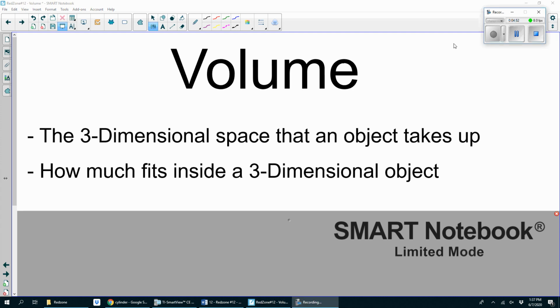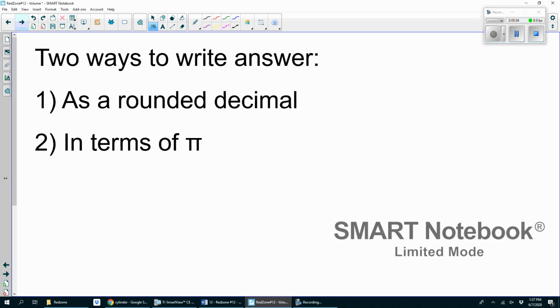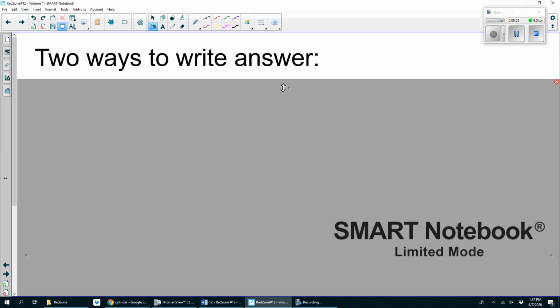So in 8th grade, we talked about 3 different shapes when it came to volume. We briefly mentioned rectangular prisms just to go over it again, but the three shapes we concentrated on in 8th grade were cylinders, cones, and spheres. And there were two ways to write your answers to a volume question.